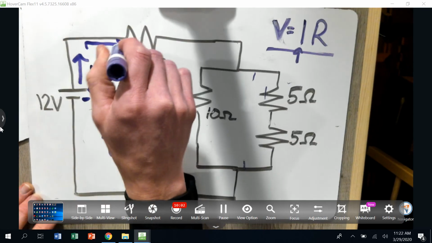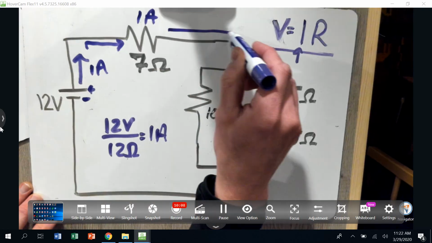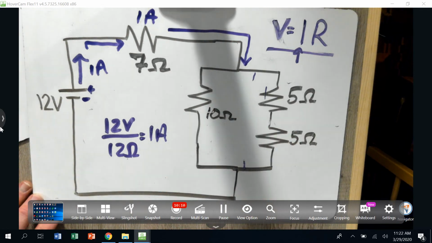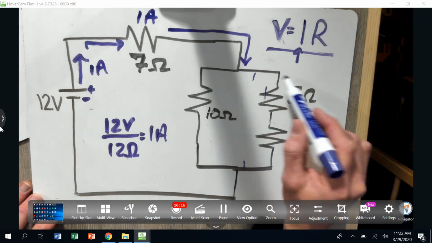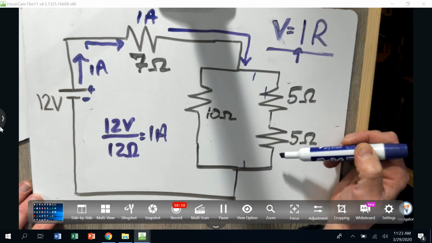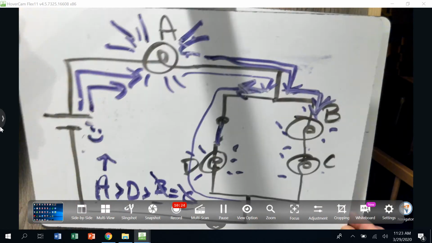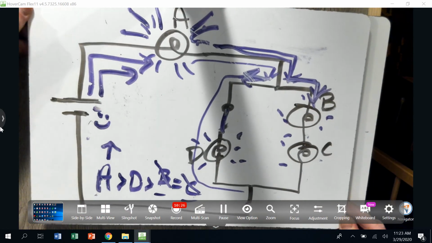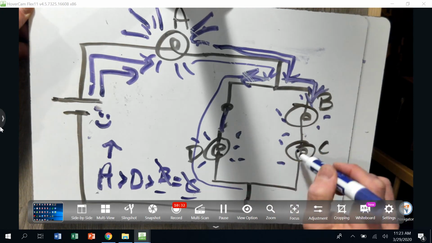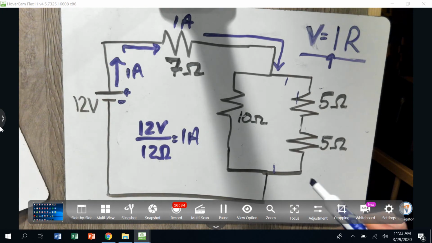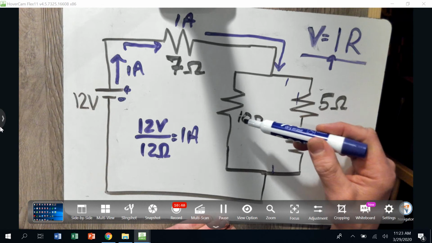1 amp goes through the 7 ohm resistor. 1 amp comes this way. Now 1 amp has a choice. It has to decide how much to go this way and how much to go that way. This pathway has 2 resistors in it. If we look back at when we talked about the bulbs, we said those 2 bulbs are a bigger resistance than the 1 bulb in our previous example. But that was assuming all these bulbs are identical. If you look at what we have over here, these are not all identical. These are 5 ohm resistors, and this is a 10 ohm resistor.